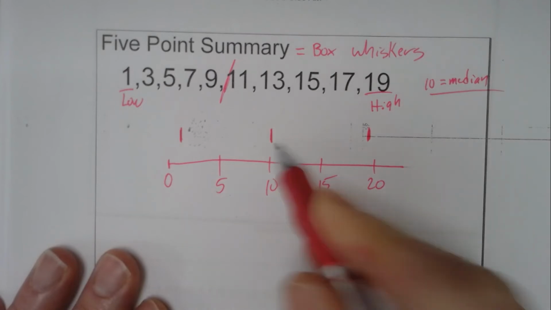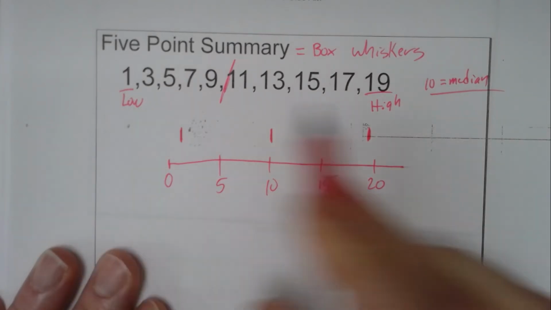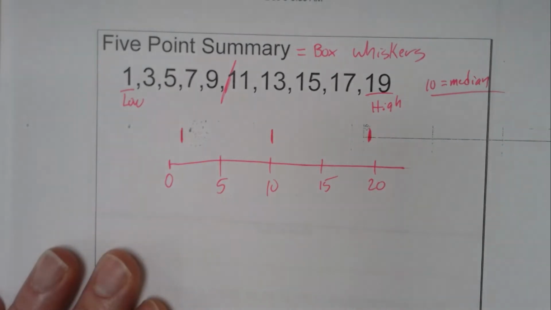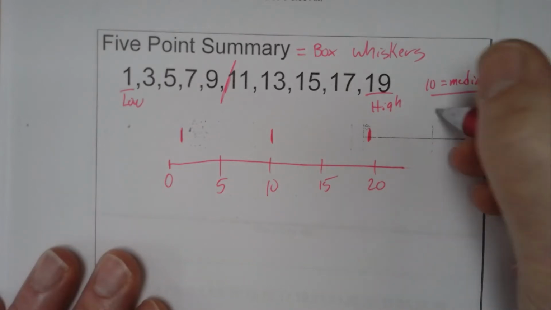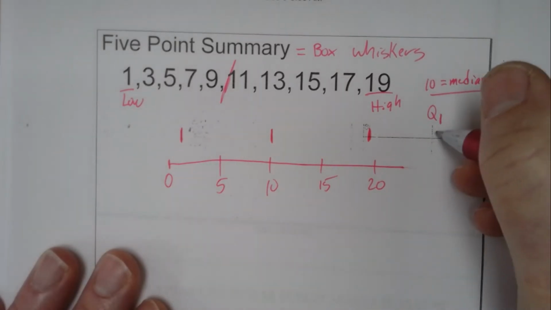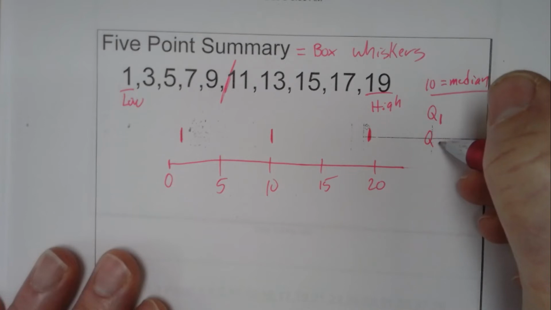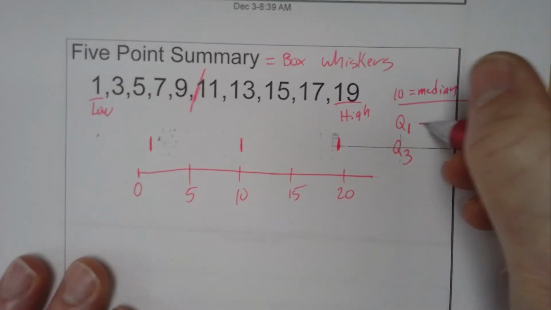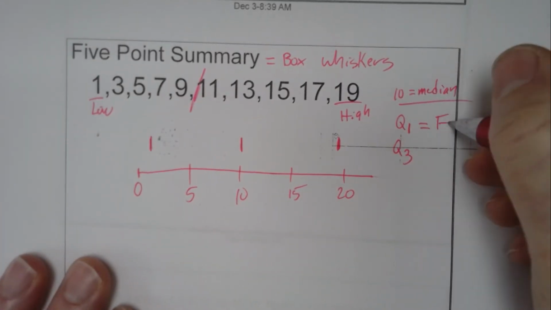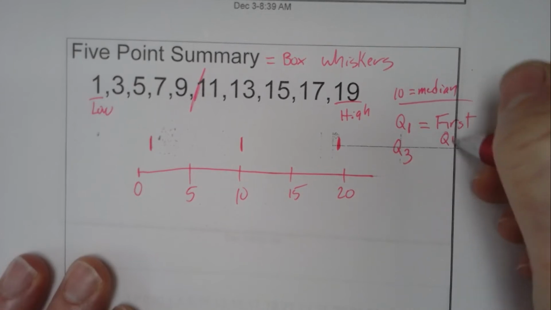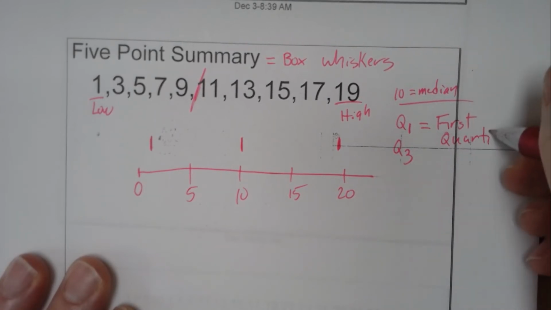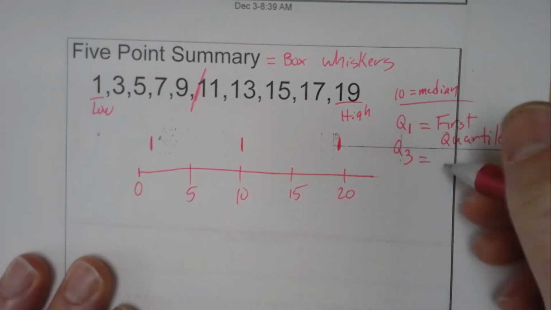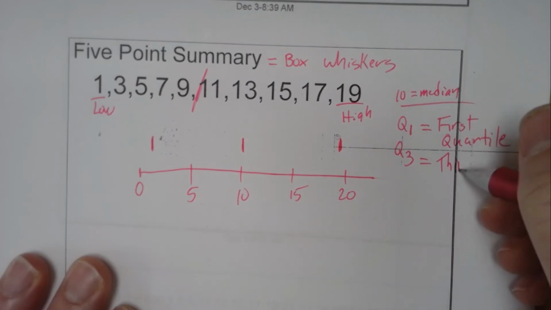So you mark the median and the high and the low. That's 3 marks. Then you find the median of the lower part of the data and the median of the higher part of the data. And that's called the first quartile, F-I-R-S-T Q-U-A-R-T-I-L-E, the first quartile, and the third quartile.